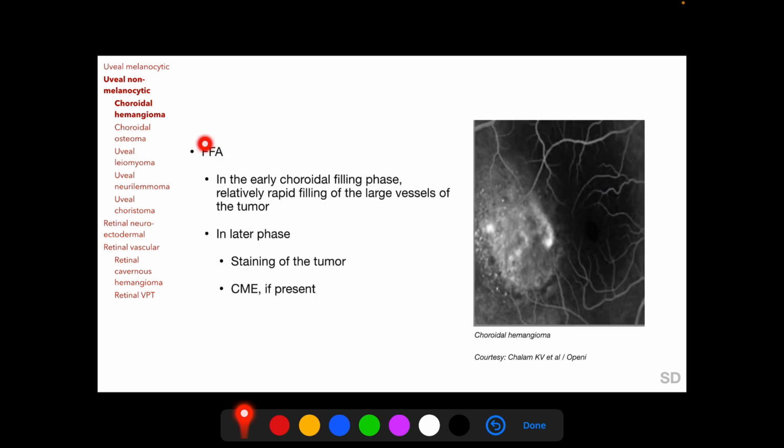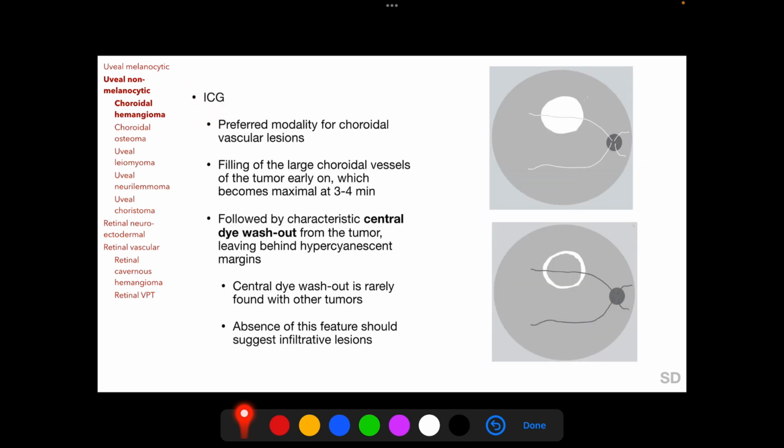Fundus fluorescein angiography shows relatively rapid filling of the large vessels of the tumor in the early choroidal filling phase, and in the later phase there will be staining of the tumor, and cystoid macular edema can be detected if it is present. Indocyanine green angiography is the preferred diagnostic modality for choroidal vascular lesions. Please see an image of ICG in choroidal hemangioma on the net, because I could not find a copyright-free image.